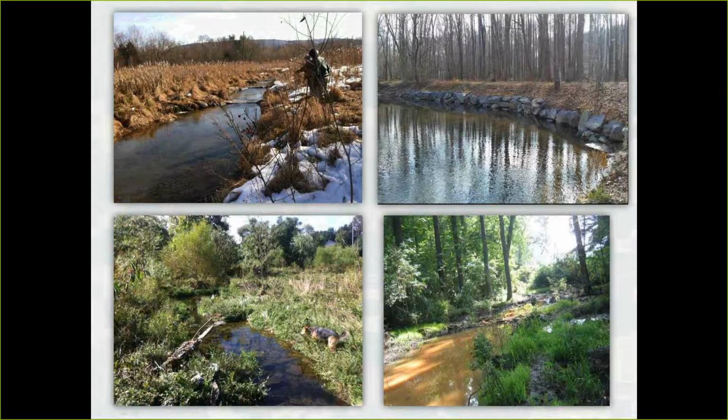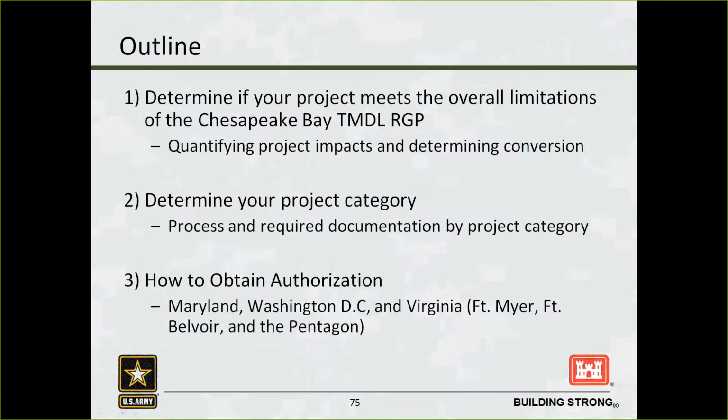These range from stream bank stabilization to traditional habitat restoration projects to benefit specific species or communities. More recently, we have received many applications for projects proposed to provide nutrient and sediment reductions mandated by the Bay TMDL. The Bay TMDL Regional General Permit is only applicable to projects which meet the goals of the Bay TMDL and provide functional lift. So my presentation outline here, first I'm going to help you determine whether your project meets the overall limits of this RGP.